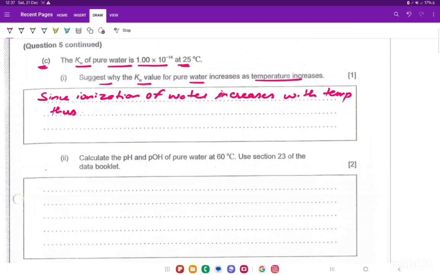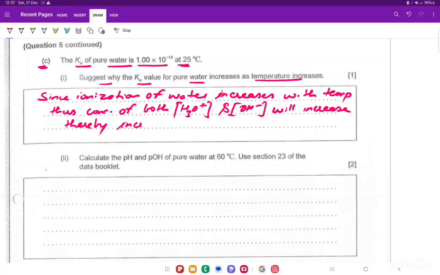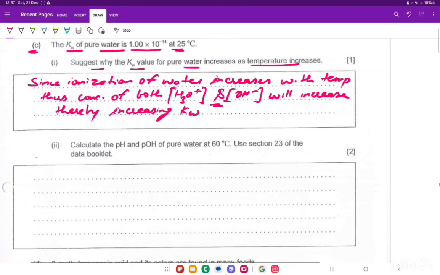Thus, concentration of both H3O plus and OH minus ions formed by ionization will increase, thereby increasing the value of Kw. Since it's a weak electrolyte, it will ionize more with the increase in temperature. More the ionization, higher will be the concentration of hydronium ion and hydroxyl ion, thus higher will be the value of Kw.